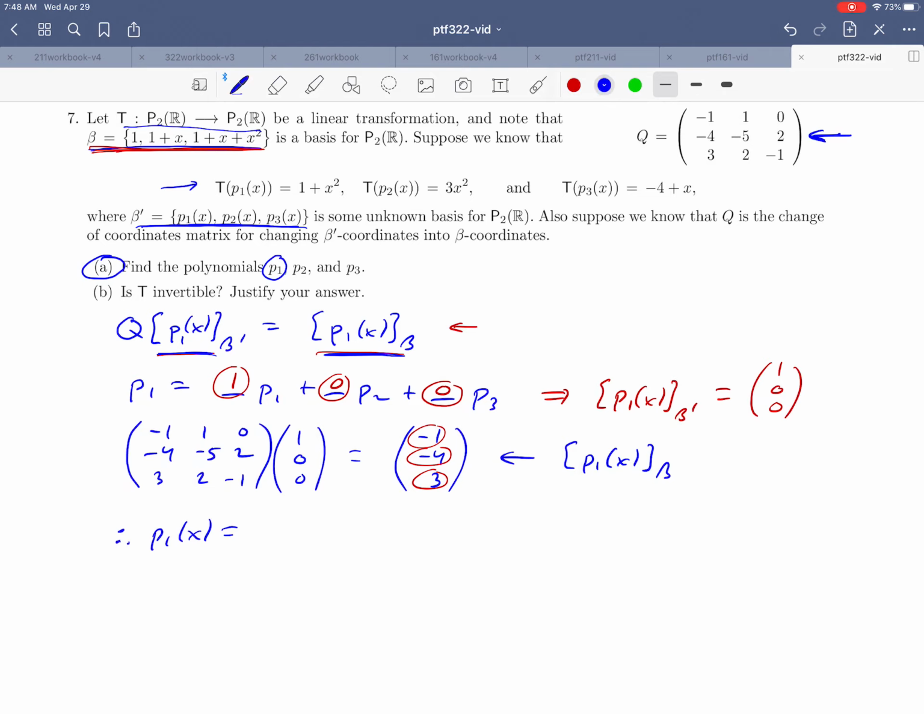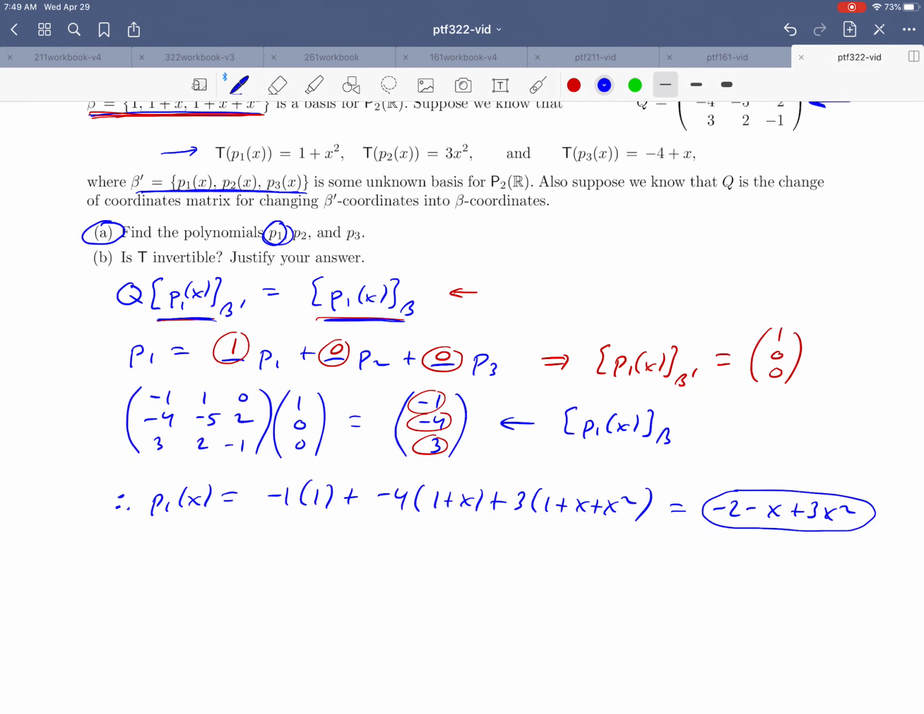So what we're going to get is negative 1 times 1, plus negative 4 times 1 plus x, plus 3 times 1 plus x squared. That's a calculation we can do. You can add those up and confirm that you get negative 2 minus x plus 3x squared. So we have just figured out one of the three things they asked us for. We now know what p1 is.